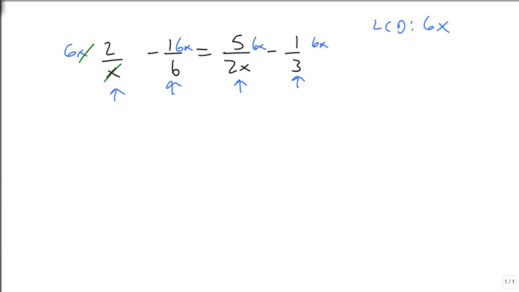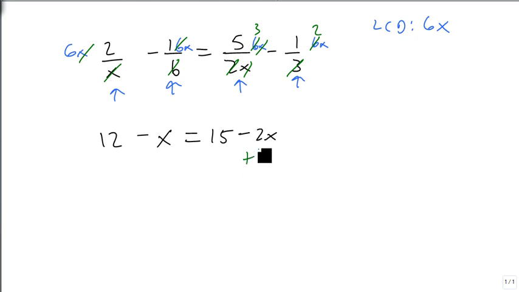So the x and the x leaves a 12 minus the 6 and the 6 leaves just an x equals the 2 and the 6 leaves a 3, and the x's are gone, so this is a 15. And the 6 and the 3 cancels and leaves a 2, which is plus 2x. Or not plus 2x, it's minus 2x. Always make sure you're checking those signs. We add 2x to both sides. We subtract 12, and we get x equals 3.